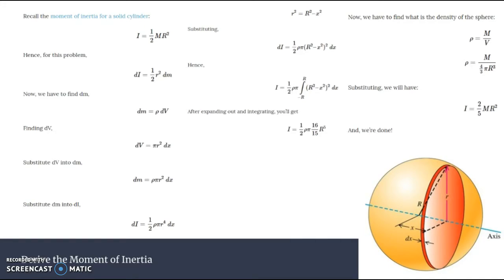We begin with the inertia for a solid cylinder with a radius big R. As the mass increases, the moment of inertia for the cylinder increases. For a sphere, the radius is changing, so we must find dm with respect to dV. We find dV and substitute it in to help find dm, then we use that to help find dI. After adjusting our variable with the Pythagorean theorem, we are now able to integrate. After subbing in the density and doing some simple algebra, we now have our moment of inertia.